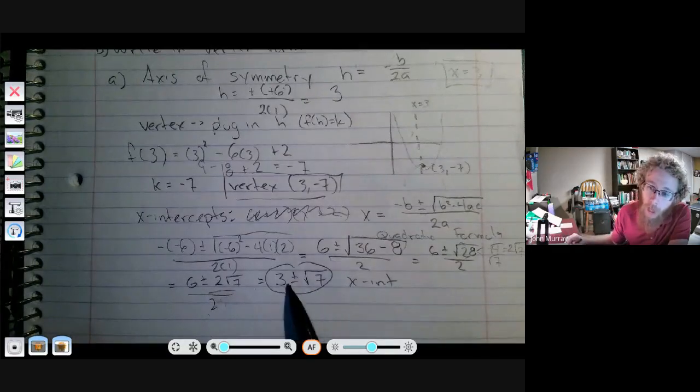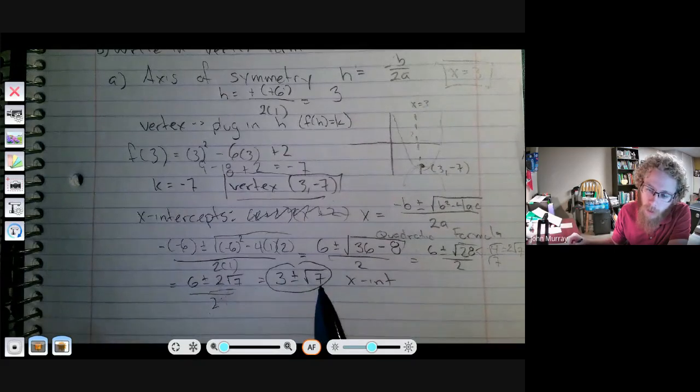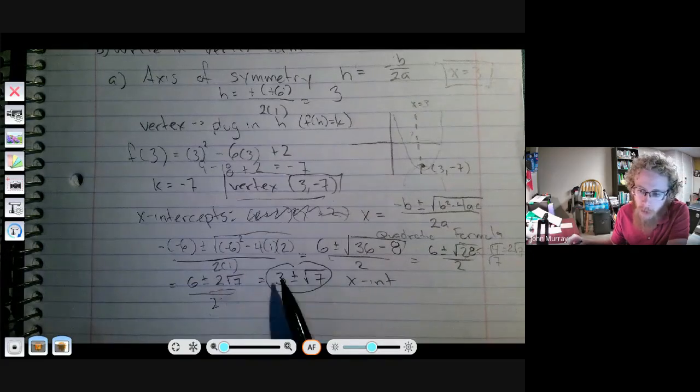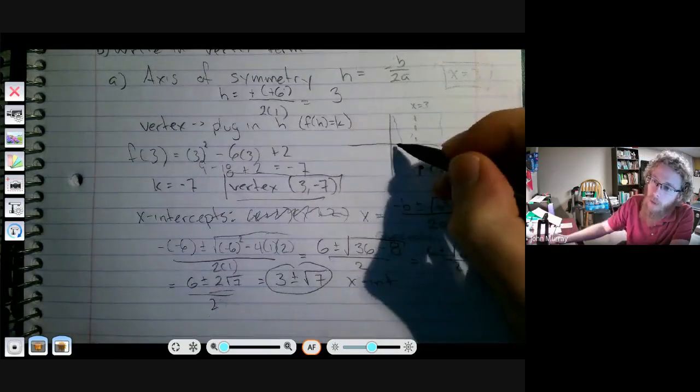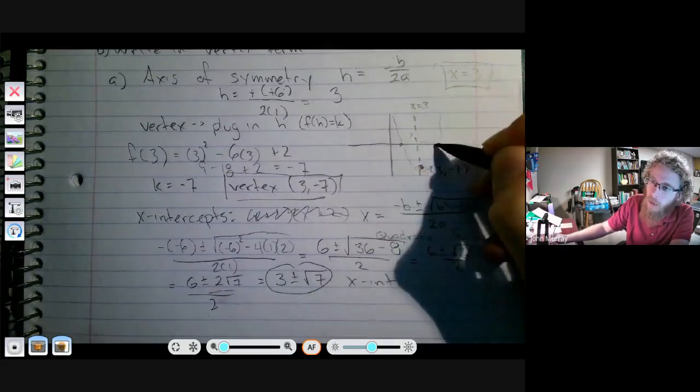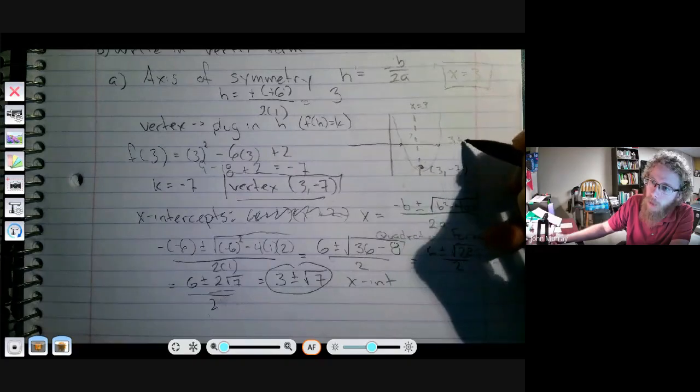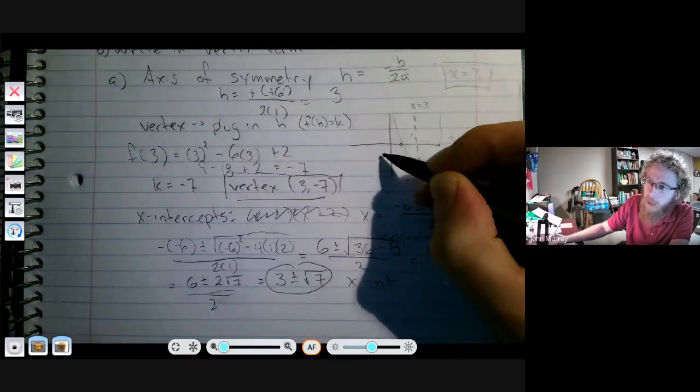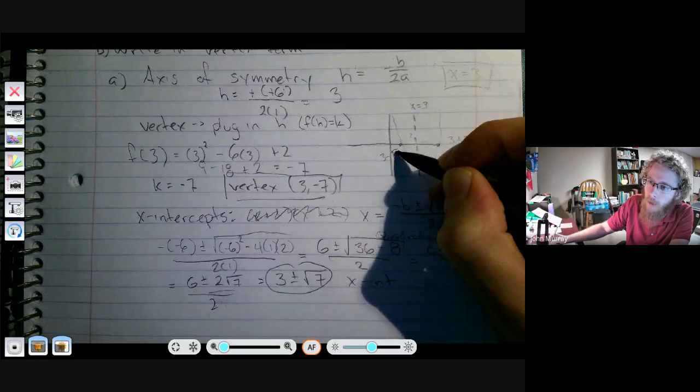Now, don't forget that we have two answers here because of the plus or minus. So we have 3 plus the square root of 7, which will be 2 point something, and then 3 minus that, which is 2 point something. So over here and over here: 3 plus square root 7, 3 minus square root 7.